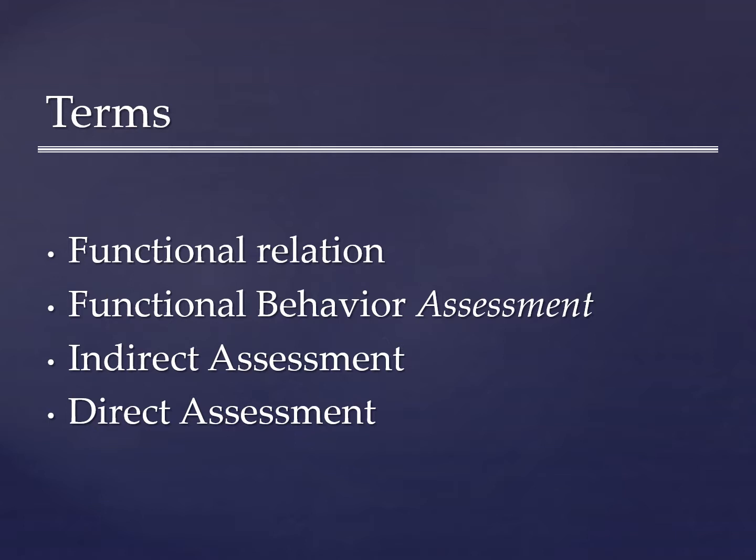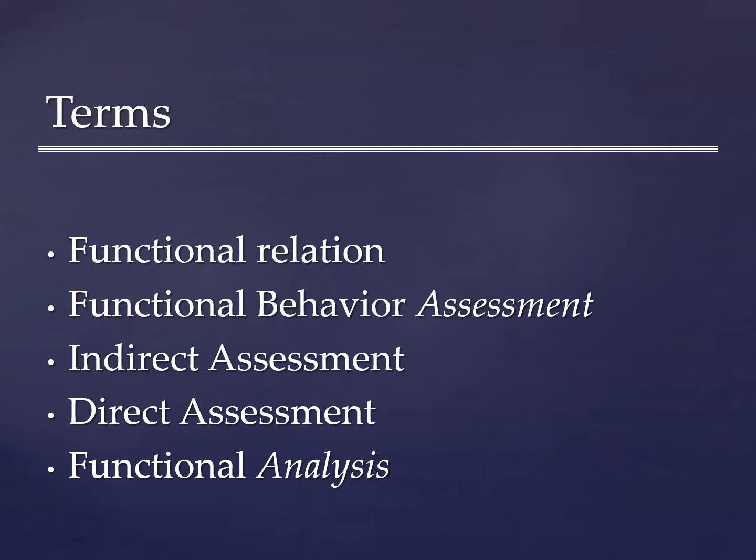In a direct or descriptive assessment, another type of functional behavior assessment, you do observe the behavior as it occurs in the natural environment, but you don't manipulate any of those variables. This allows you to more objectively determine correlations between the behavior and environmental events, but does not allow you to empirically demonstrate that the behavior and events are functionally related.